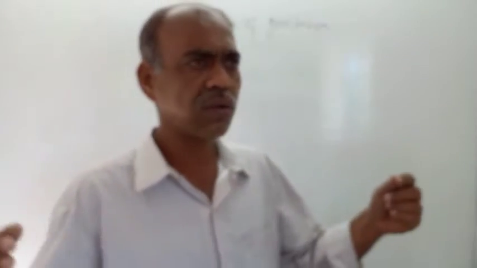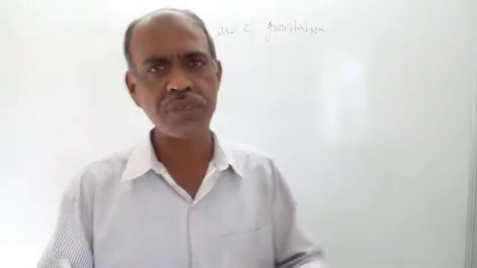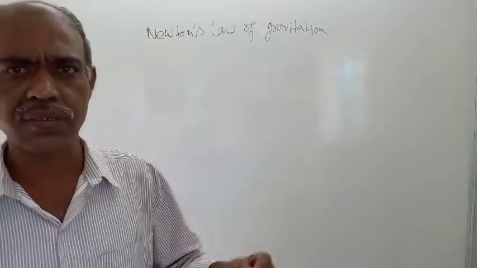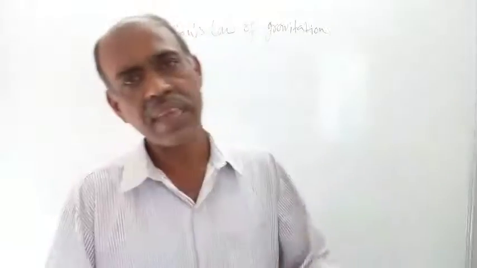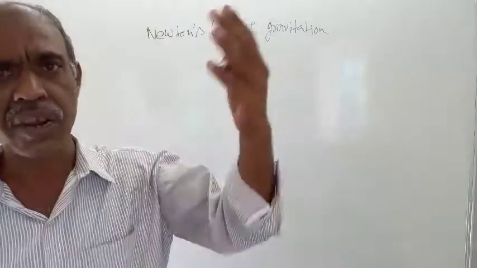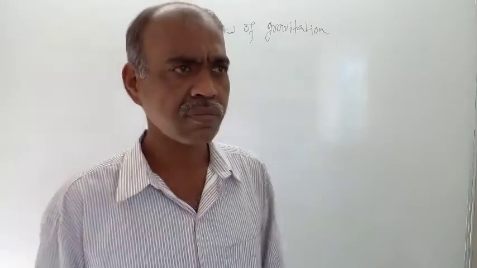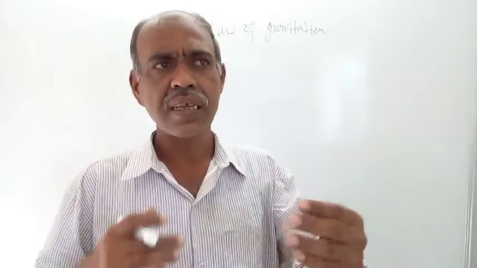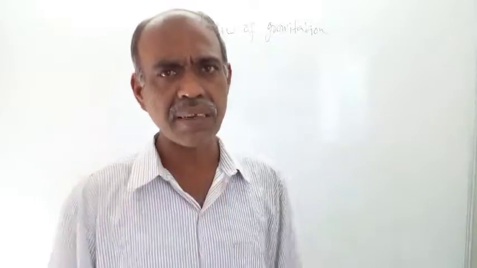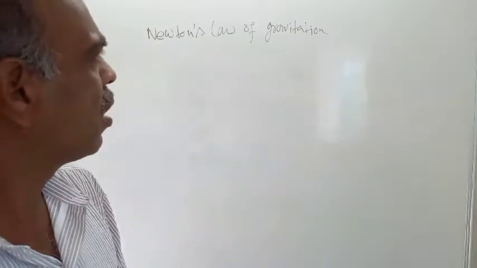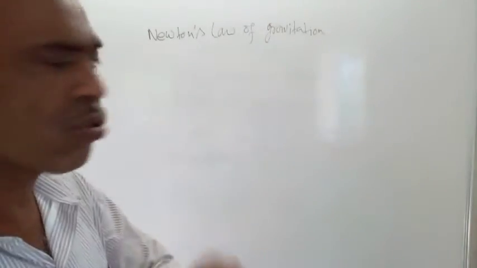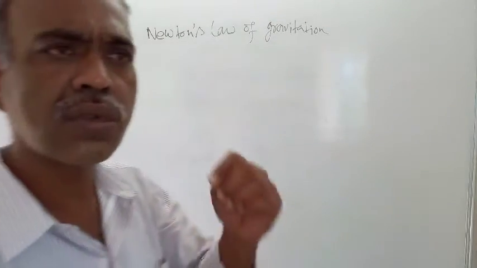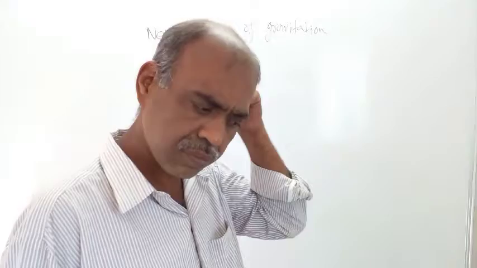This law says that every 2 objects in this universe attract each other. Means any object attracts other objects. And he made a mathematical formula for this law, which is called Newton's law of gravitation. Also, it is called the universal law of gravitation.